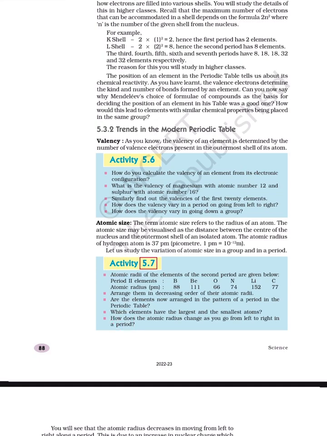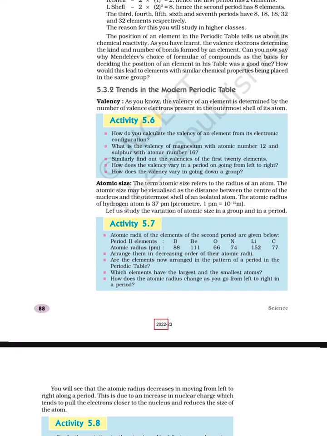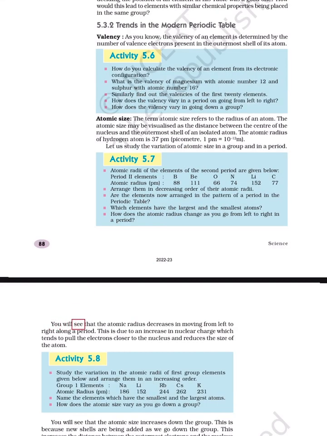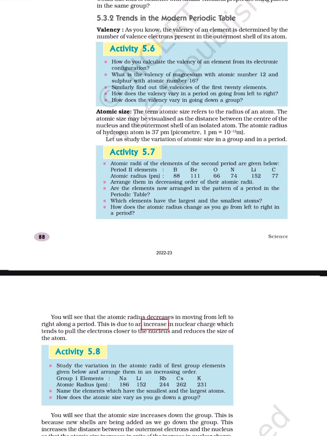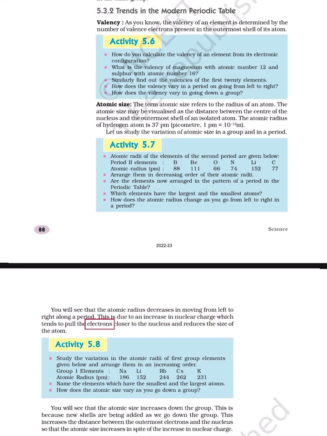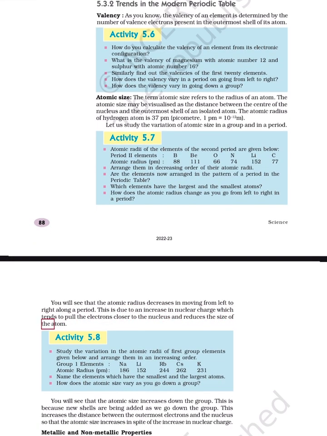Activity 5.7. You will see that the atomic radius decreases in moving from left to right along a period. This is due to an increase in nuclear charge, which tends to pull the electrons closer to the nucleus and reduces the size of the atom.